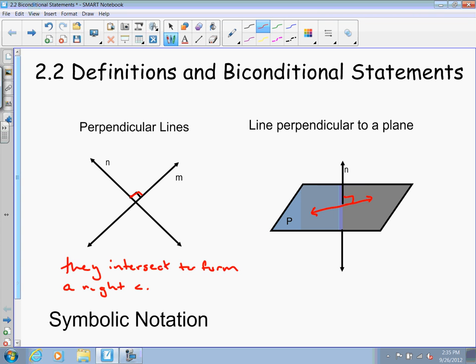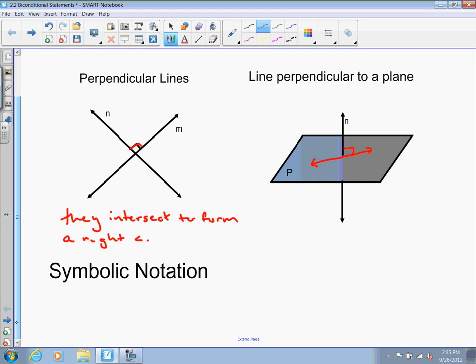Okay. Symbolic notation, like in example 1, if we wanted to write this out, we're going to say line N is perpendicular to line M. Sorry about that handwriting. It's line N is perpendicular to line M. So the symbolic notation, this represents perpendicular. It's kind of that upside down capital T. Okay.